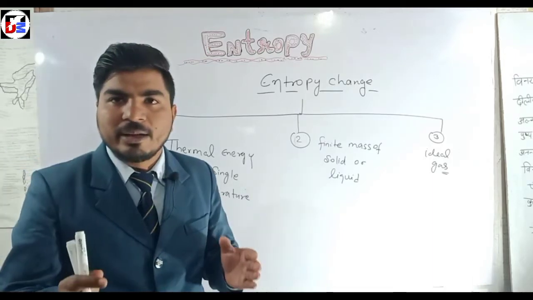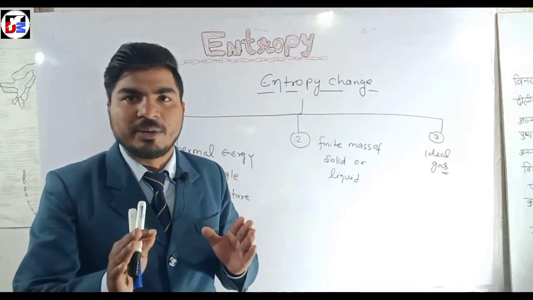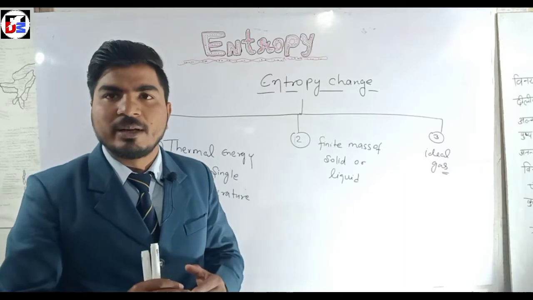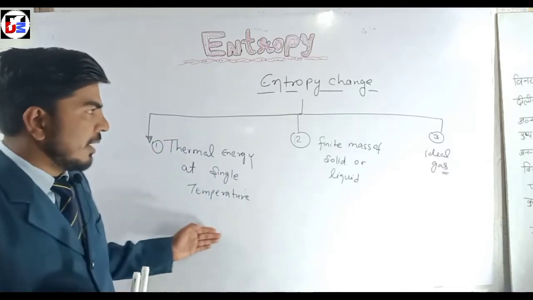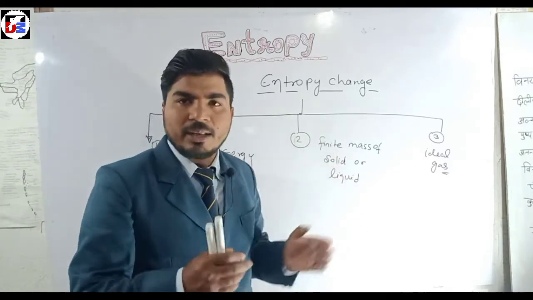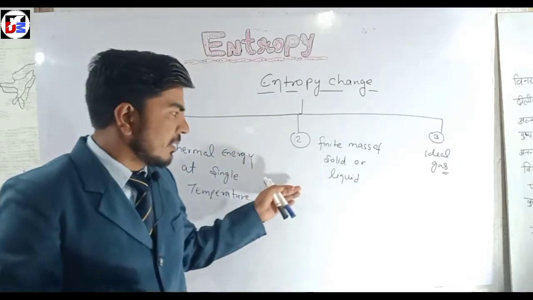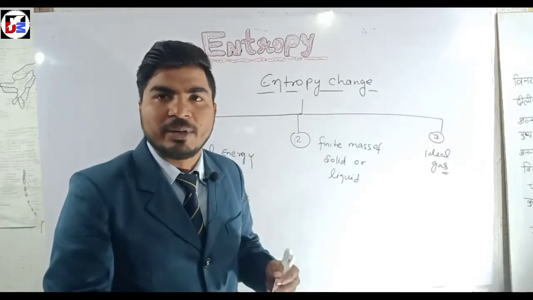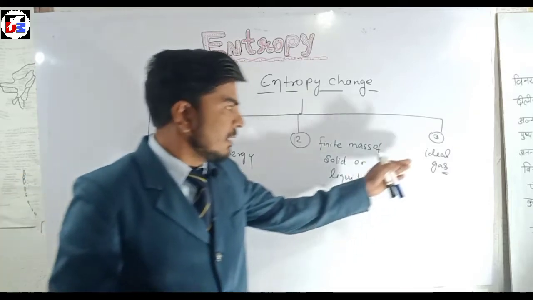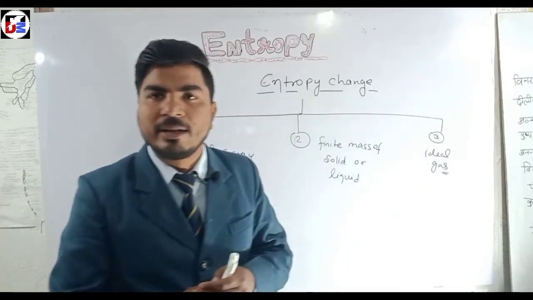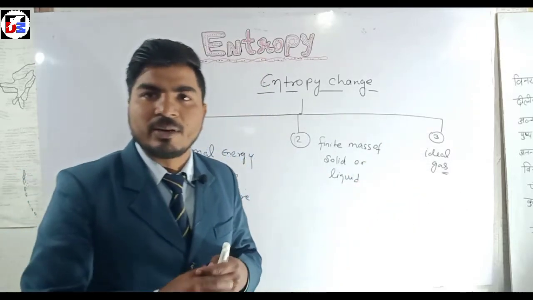Thermal energy contained at a single fixed temperature, then we calculate the entropy change. This is the first case. The second is a finite mass of solid or liquid, where the question asks how the entropy changes. And the third is the ideal gas: when an ideal gas is given, we calculate the entropy change.